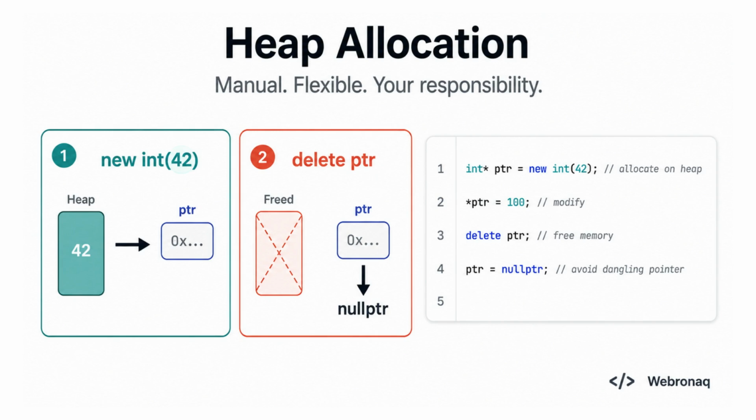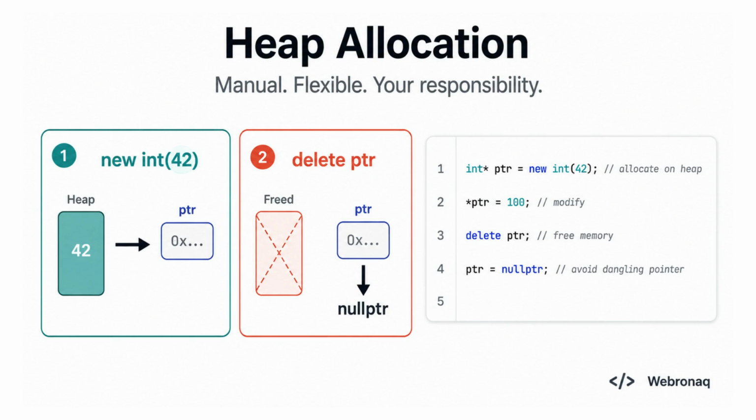Here is the interesting part. When you need memory that outlives a function, or when you do not know the size at compile time, you turn to the heap. You request it with the new keyword, which returns a pointer to the allocated address. So int pointer ptr equals new int of 42 places the value 42 on the heap, and ptr holds that address. You can then modify the value through the pointer, say to 100. Crucially, this memory stays alive until you explicitly release it with delete.